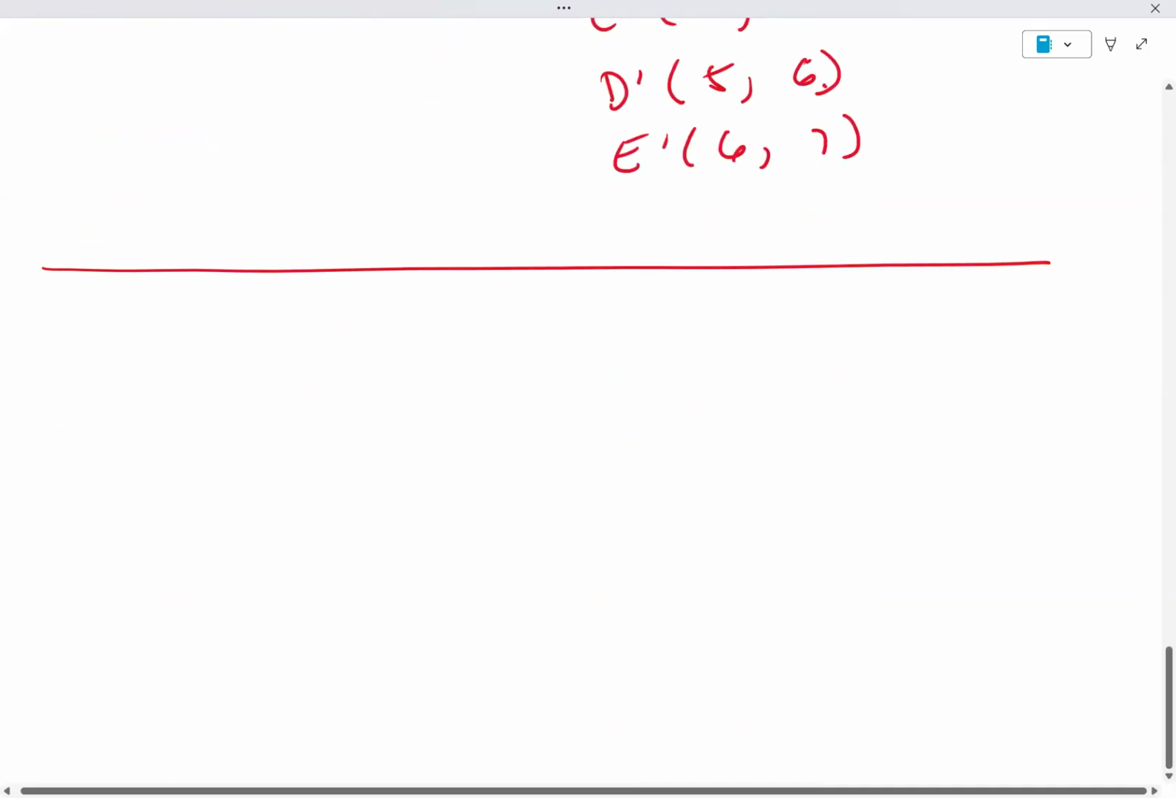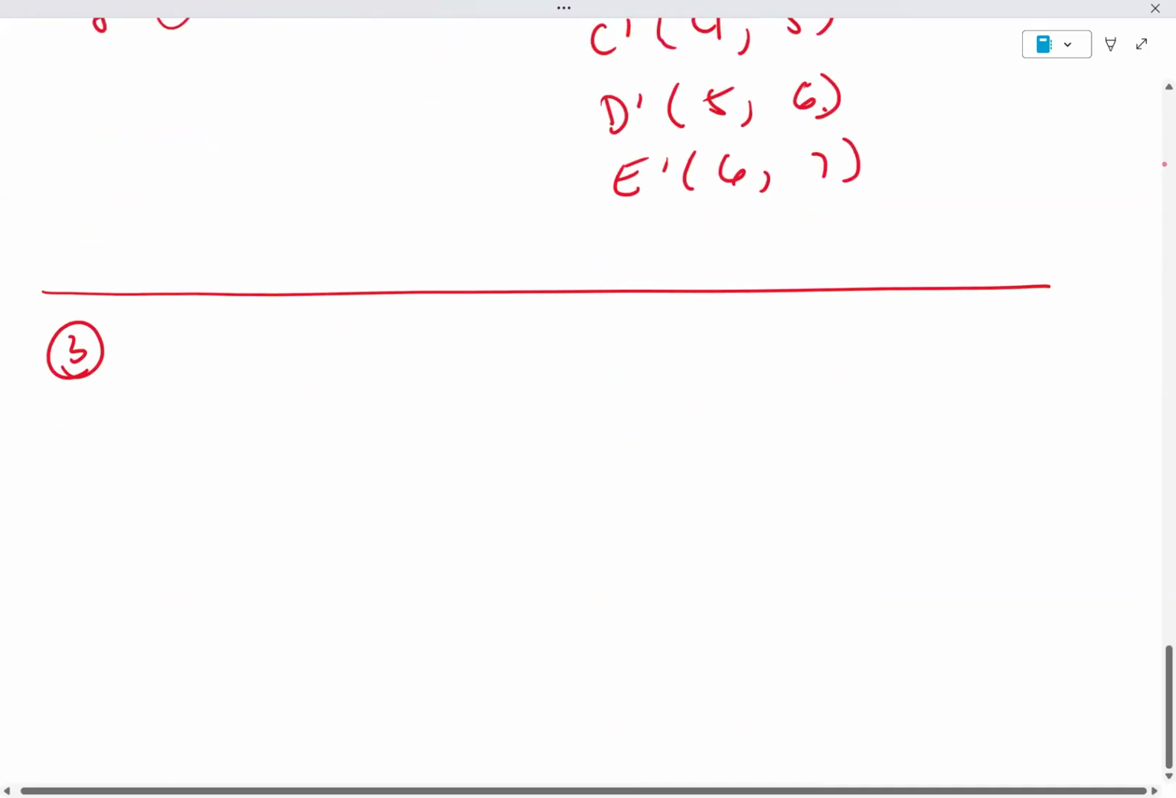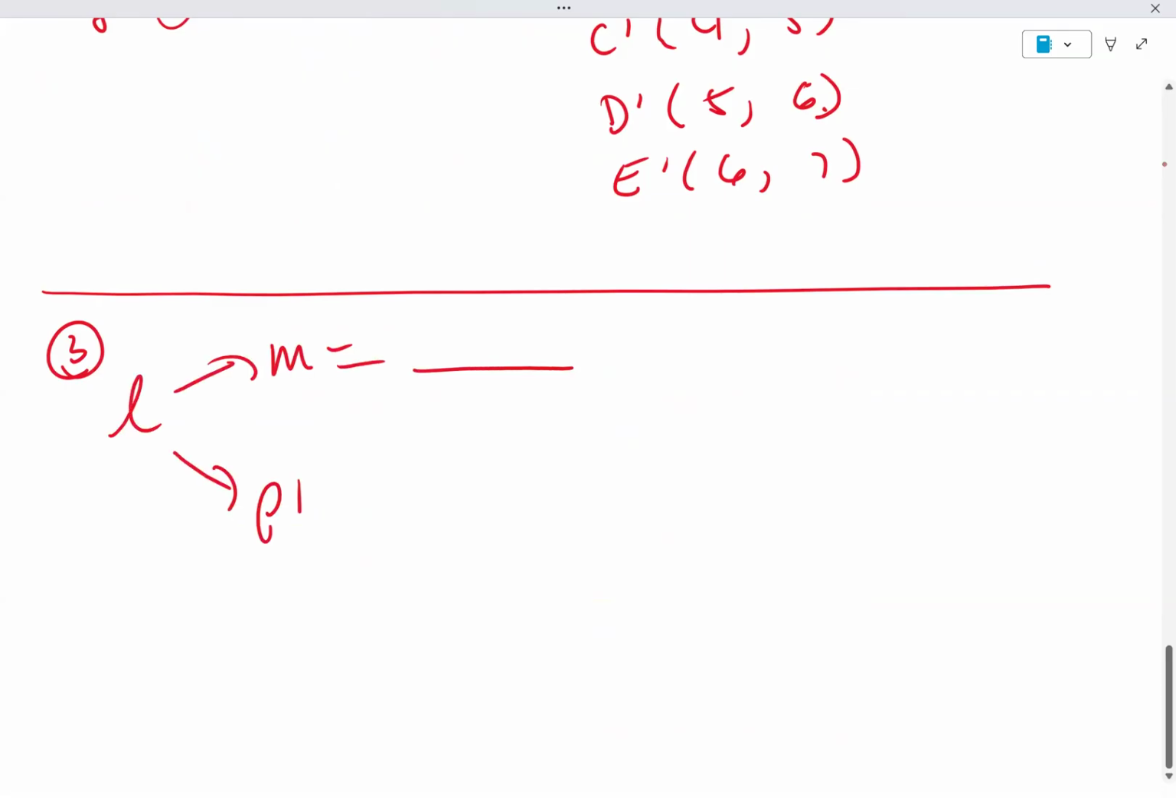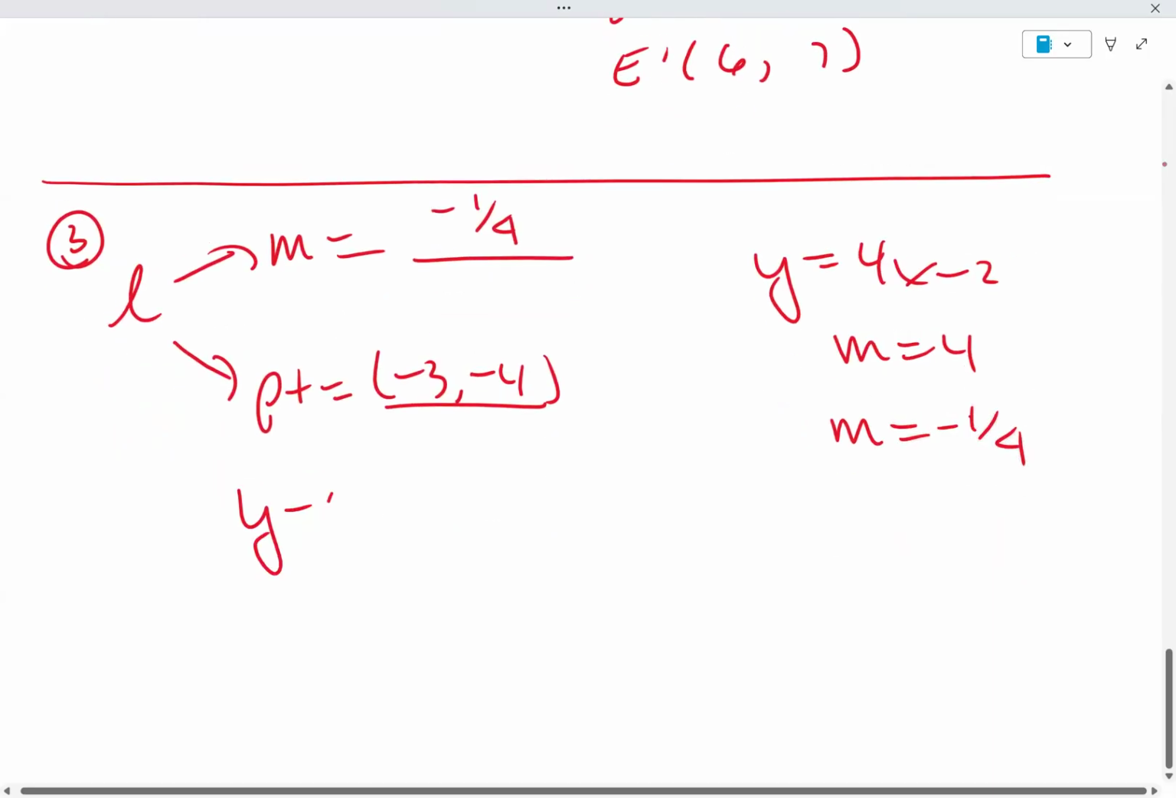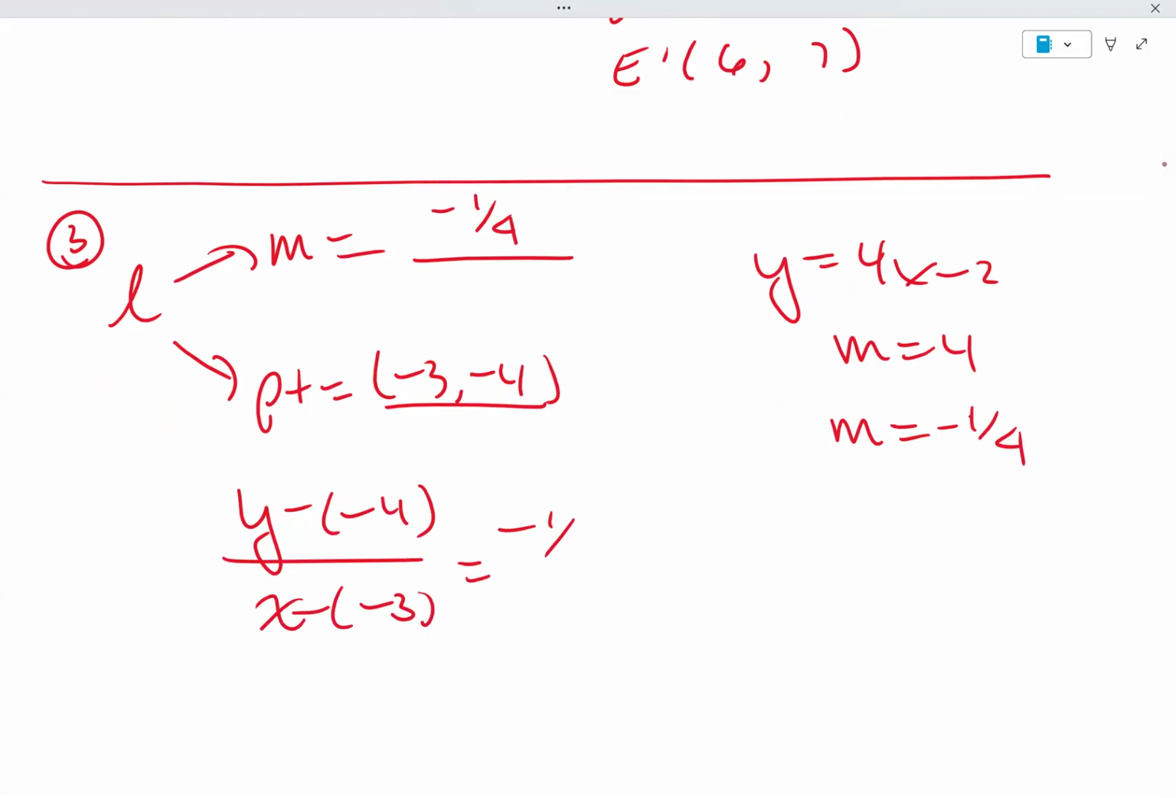All right, and the very last question, number 3, finding the equation of a line. For a line, I always need a slope and a point. My point is (-3, -4). But to be perpendicular to this line, which is in the form of mx plus b, this slope is 4. I need its negative reciprocal, which is -1/4. So there's my slope. And my setup will be y minus the -4 over x minus the -3 equals -1/4.